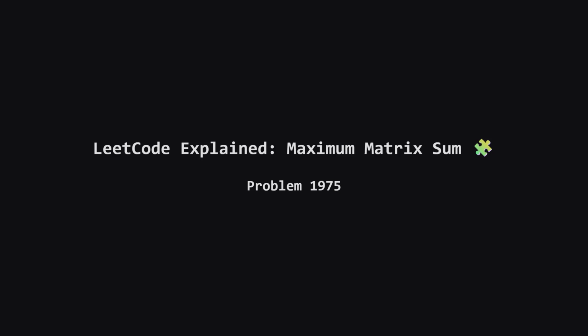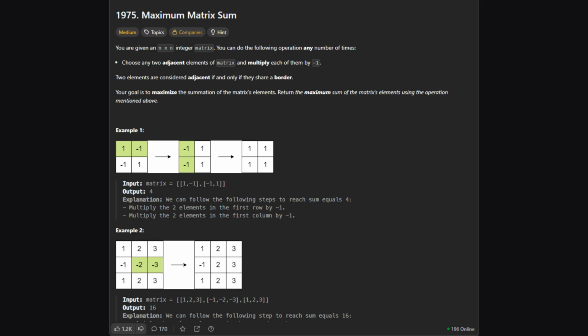Hello and welcome back. Today we're tackling Leetcode problem 1975, maximum matrix sum. This is a really interesting medium-level problem, because at first glance it looks like a complex pathfinding or simulation issue, but it actually boils down to a very clever, simple observation. Let's dive in. So what are we asking here?